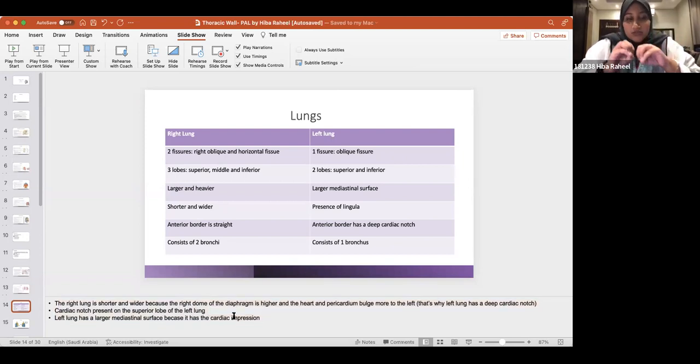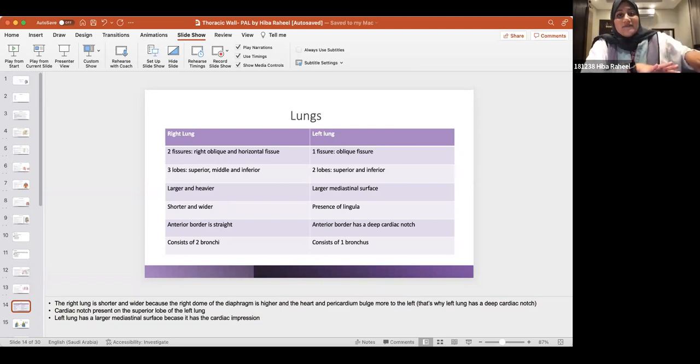Why is the right lung shorter than the left lung? It's because the right dome of the diaphragm is higher up. Because on the right side of the body, we have the liver. The liver pushes against the diaphragm. When it pushes against the diaphragm, it pushes the right lung, and that's the reason why it's shorter, okay?